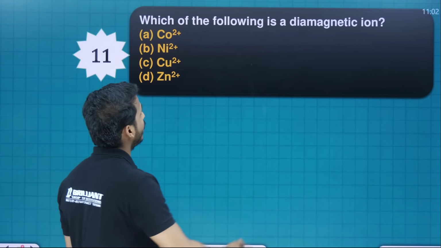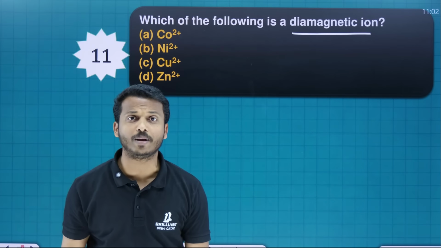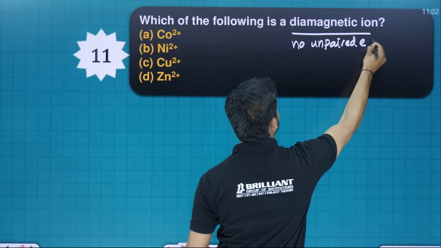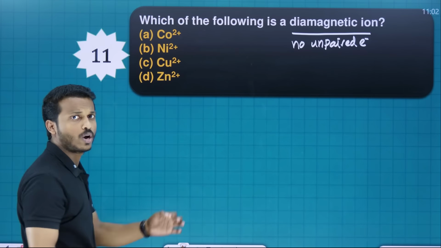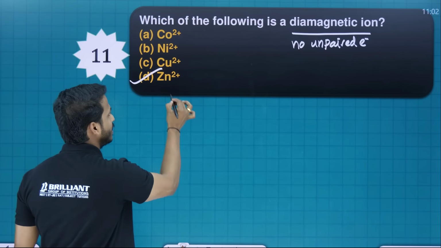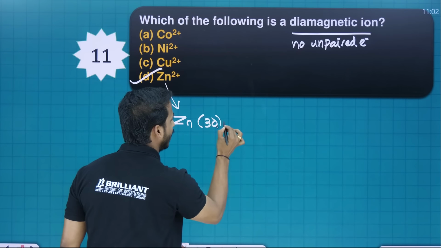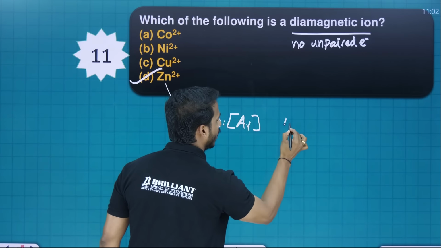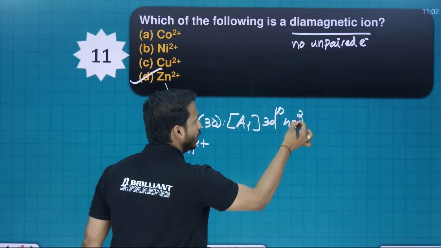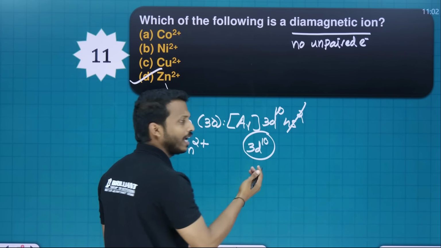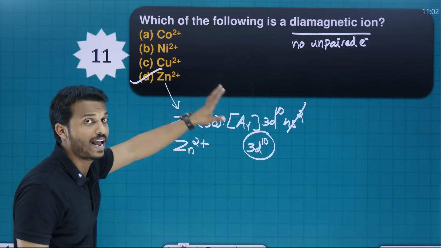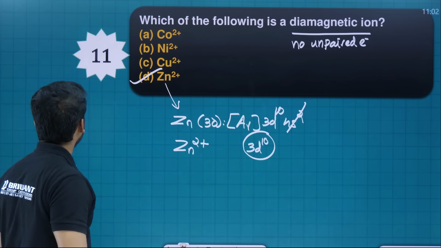Question 11. Which of the following is diamagnetic? Diamagnetic means what? No unpaired electron. Let us see. Cobalt atomic number. So I think let us go for the direct answer here. We already discussed that. Zinc. Because Zn atomic number is what? 30. 30 means what is the configuration? Argon 4s2 3d10. Here Zn 2+, right? 2+ means these 2 electrons go. What is left? d10. d10 means what? Fully filled. There is no unpaired electron. So no unpaired electron, or diamagnetic, means which one? Zn 2+.